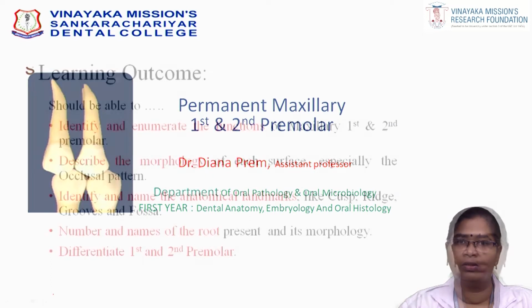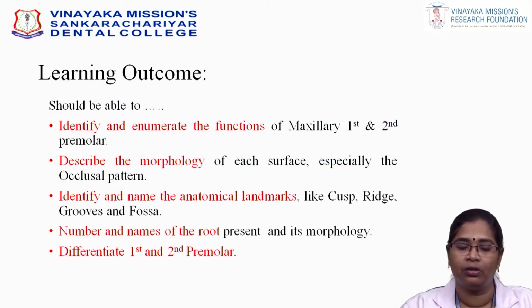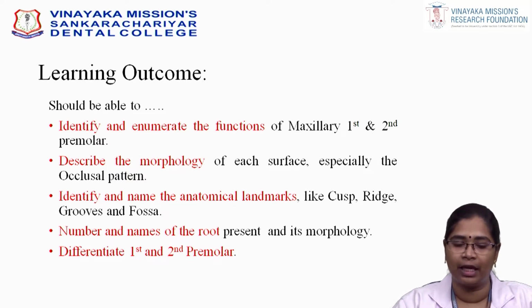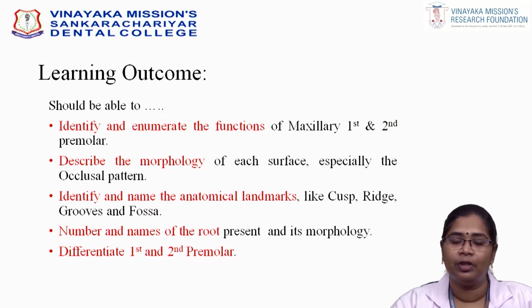Maxillary premolars. The learning outcome of this lecture is that the student listening should be able to identify and enumerate the functions of a maxillary first and second premolar, describe the morphology of each surface, especially the occlusal pattern, identify and name the anatomical landmarks, basically the cusps, the fossas and the grooves present on each surface of the tooth, the number and names of the roots that are present, and also differentiate between the first and the second premolar.